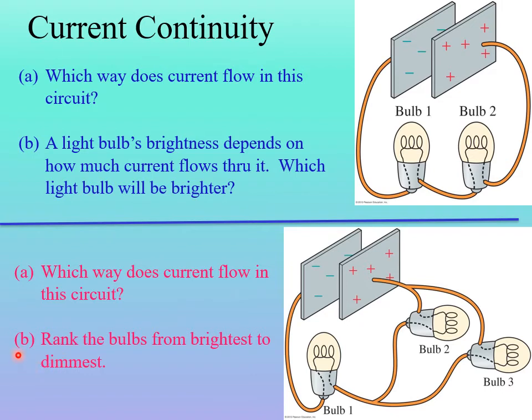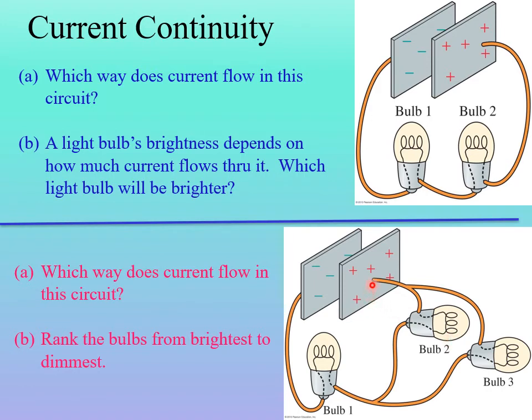Now, part B, rank the bulbs from brightest to dimmest. So go ahead and pause the video and see if you can figure out which of these bulbs, bulbs 1, 2, or 3, is brightest and which one is dimmest. Well, the answer is that bulb 1 will be brightest, and bulbs 2 and 3 will be tied and both be dim. Now, why is this?